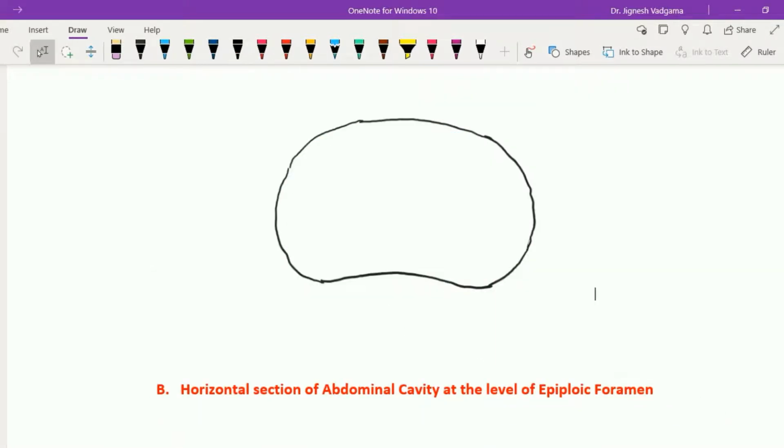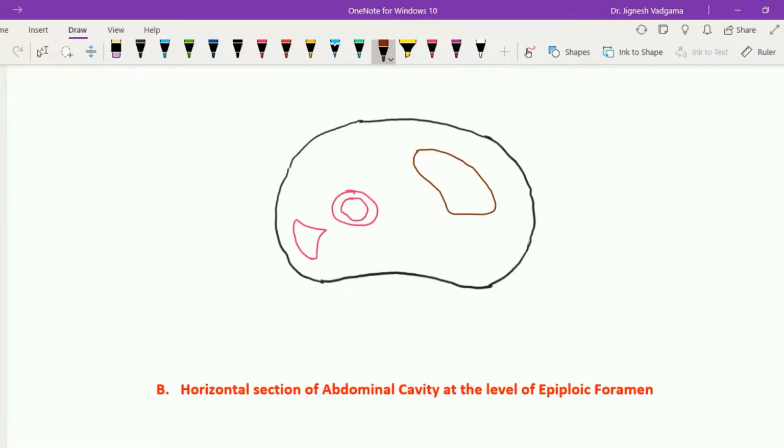Now let's see the second horizontal section of the abdominal cavity at the level of the epiploic foramina. And for this, we can appreciate that this is the liver, and the stomach is somewhere present here with the lesser curvature on the right side and the greater curvature on the left side. Just behind and below the stomach, we find the spleen.